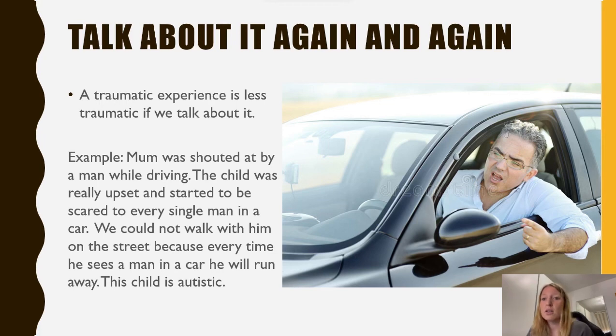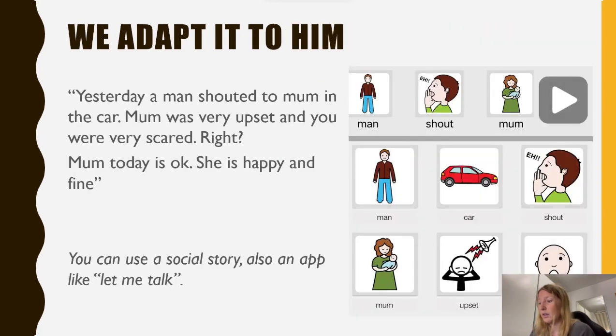If this child is autistic, or he doesn't have the capacity to process this information better, we adapt this information to him. I have an app that is called Let Me Talk, and you can put pics. So you talk about it once and again and again. Yesterday, a man shouted at mom in the car. Mom was very upset. You were very scared. Right. Mom, today is okay. She's happy and fine. We talk about this situation again and again.